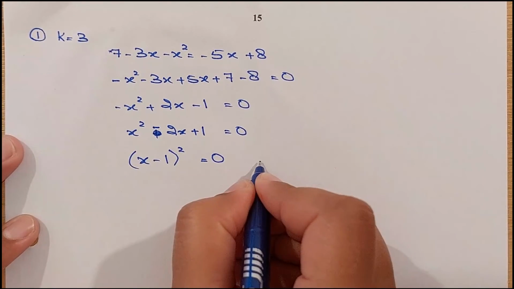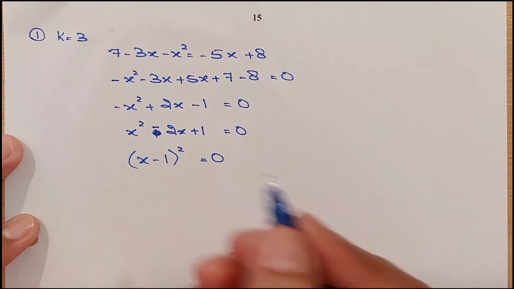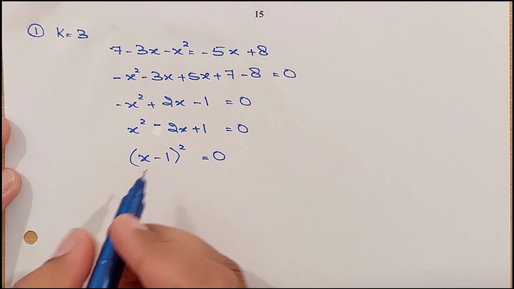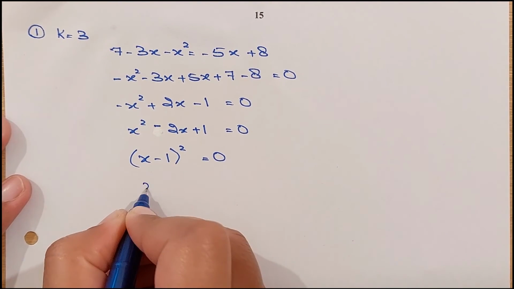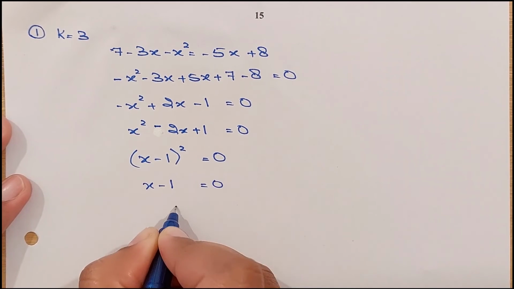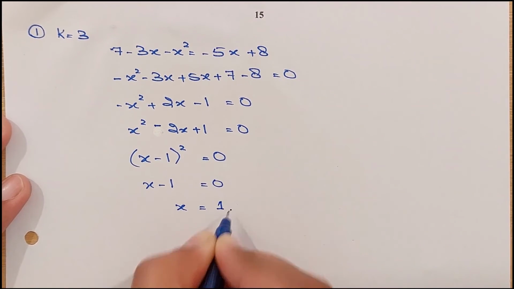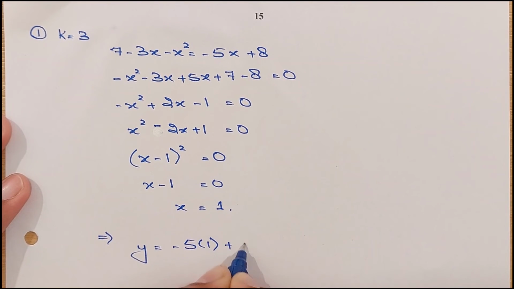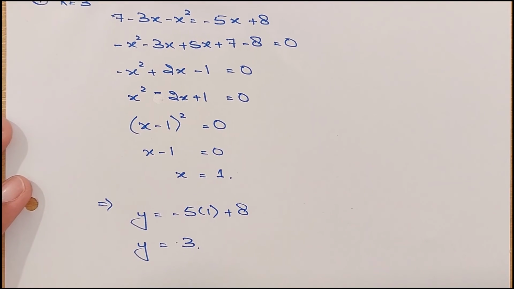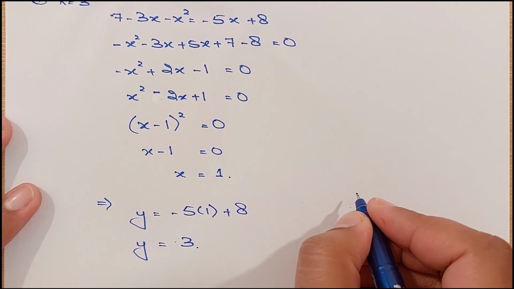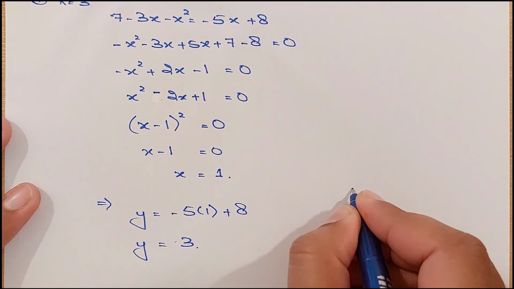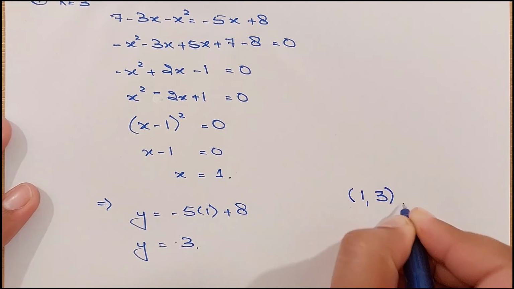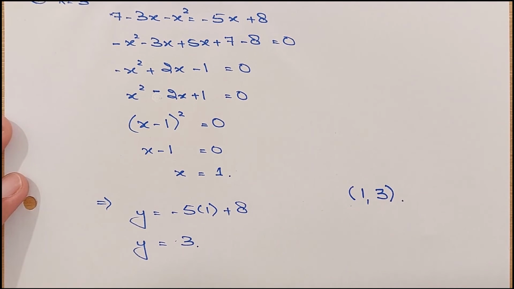So we have two values of x from here. Taking the square root, we have x minus 1 equals 0, so x equals 1. So when x equals 1, what is y? Let me solve for y. y equals minus 5 times 1 plus 8, so y equals 3, right? So when k equals 3, the coordinates of the point of contact of the tangent and curve are (1, 3). Right, now let me do the second case.